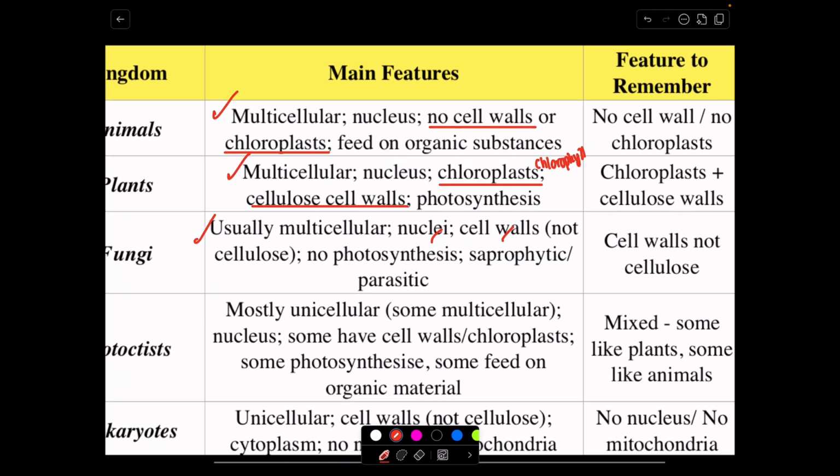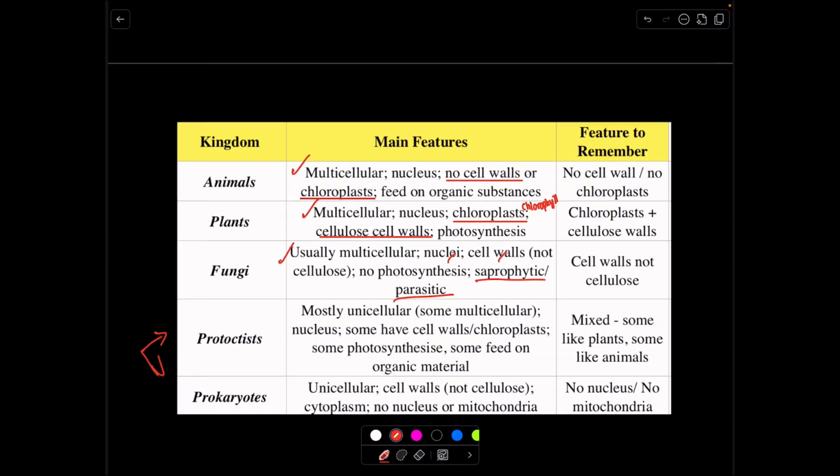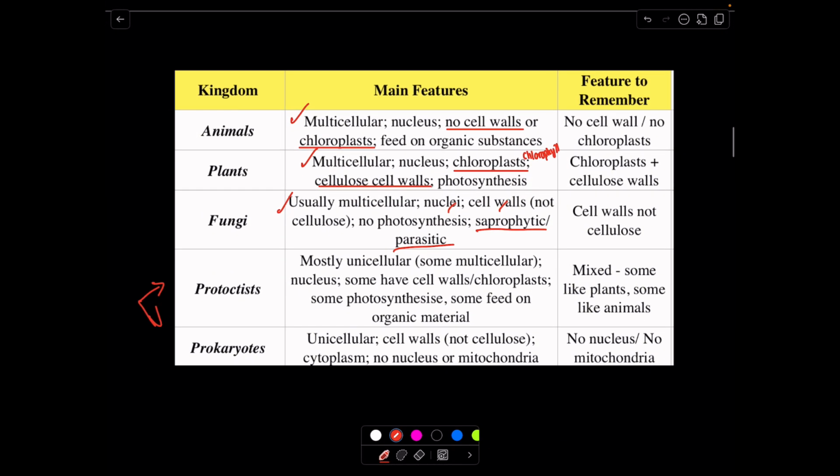They do not do photosynthesis. They are saprophytic and parasitic. Saprophytic just means they feed on the dead and the decaying. Parasitic means they feed on the living. Just remember that, guys. And yeah, this is something to remember, that the cell walls are there, but they're not from cellulose. And that's somewhat similar also with these two, okay?